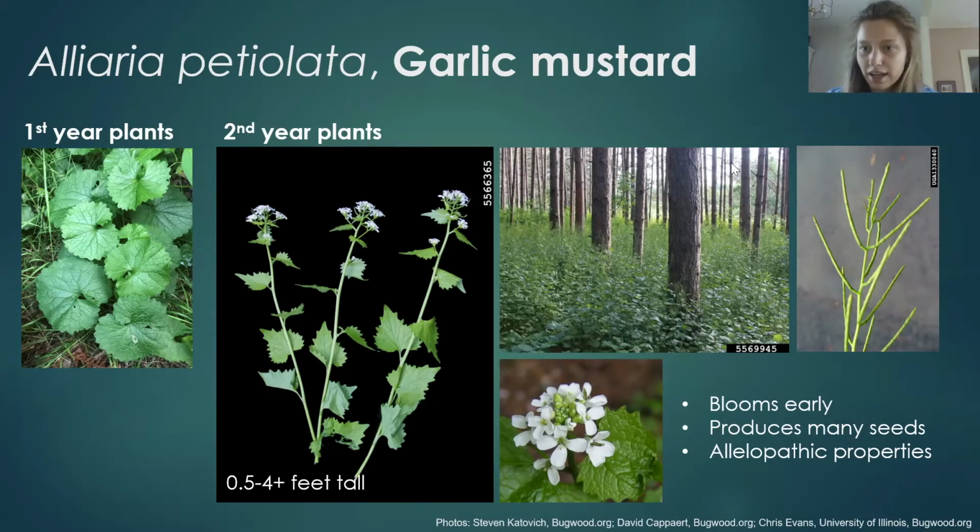And yeah, so the flowers will then, once they're pollinated, develop into these long green seed pods that will then dry out and become brown, and they release lots and lots of seeds. So yeah, this is garlic mustard.